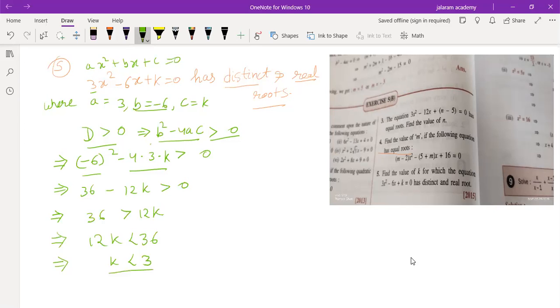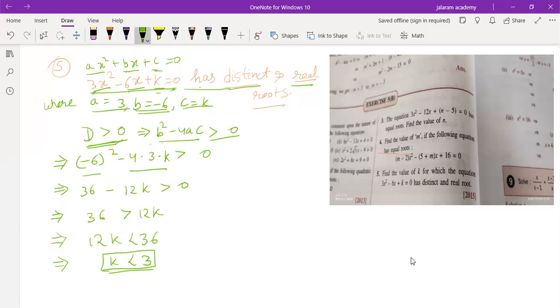Is that clear to you? All lying less than 3. From minus infinity to 3, all the values of k are the solution for this question. Is that clear to everyone? Whenever roots of equation are distinct and real, discriminant is strictly greater than 0. So first we compare the equation 3x square minus 6x plus k equals 0 with the general quadratic equation ax square plus bx plus c equals 0, where a equals 3, b equals minus 6, c equals k. Then discriminant is greater than 0.